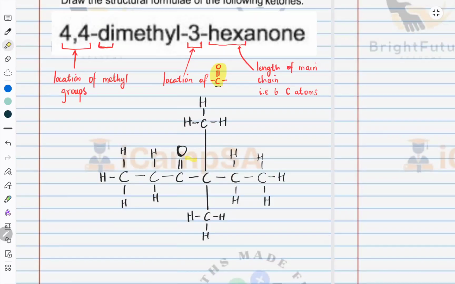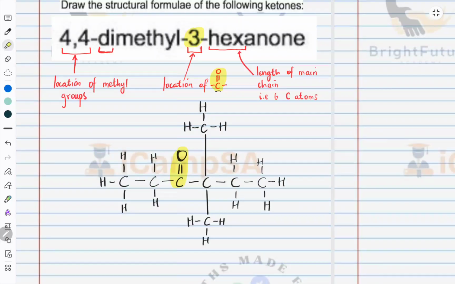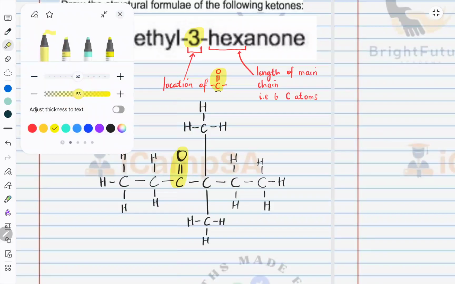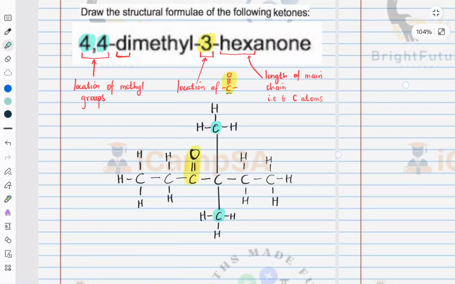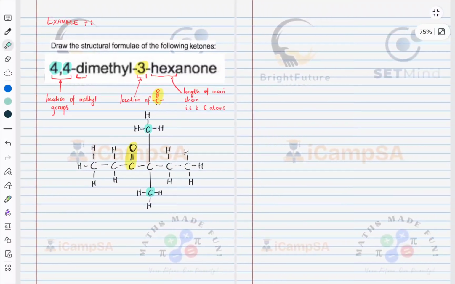Again, if you check, we have our carbonyl group on carbon atom number 3. There it is. The length of our parent chain is 6, which is indicated by that hex in the given IUPAC name. And then we have the locations of our methyl groups: methyl number 1, methyl number 2. It's a dimethyl, and we are told that they were located on carbon atoms 4 and 4, which is the same carbon atom. And then pretty much that's it. That's what you would have to do for this one as well. So we are done with this example.